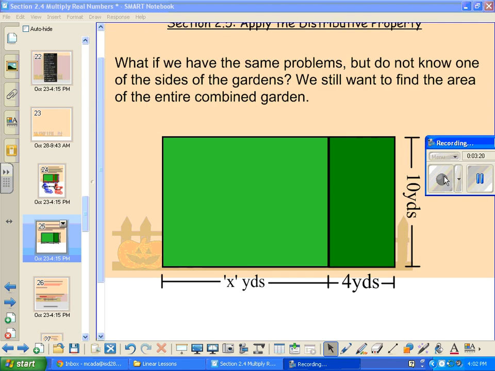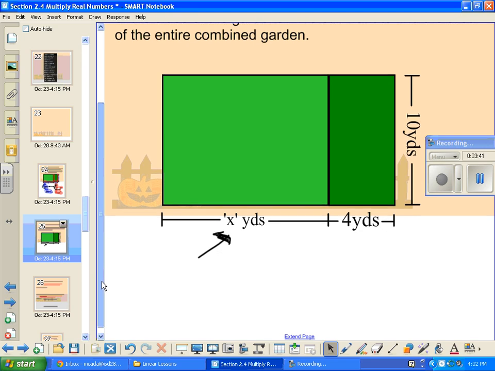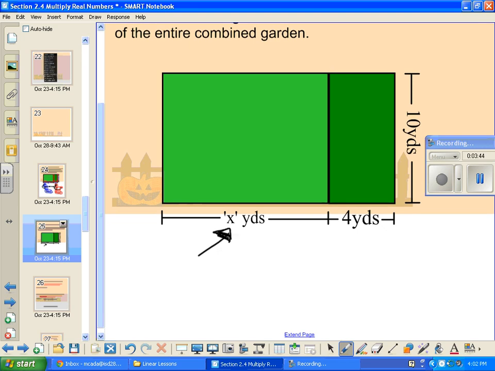So I've gone to the next page here, and it looks kind of like the page just before this one, where it has the problem with the two gardens. And again, we could say that they're going to have the combined area of both the gardens. So what's the area going to be? But you may notice in this one there is one slight change: instead of 12 yards here, in this case I only know that it's X yards. It's some number, I don't know what it is right now, but I may be able to find out later. So instead I have X yards.